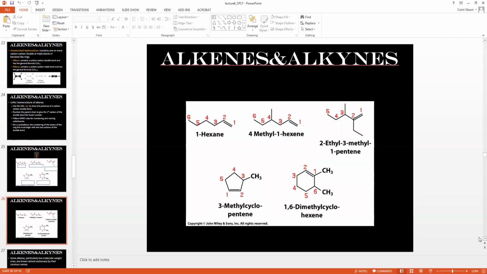So we have 1-hexane, 4-methyl-1-hexene, 2-ethyl-3-methyl-1-pentene, 3-methyl-cyclopentene, and 1,6-dimethyl-cyclohexene. Can you spot the mistake? Most common mistake folks make. It's right here. 1-hexane should actually be what?